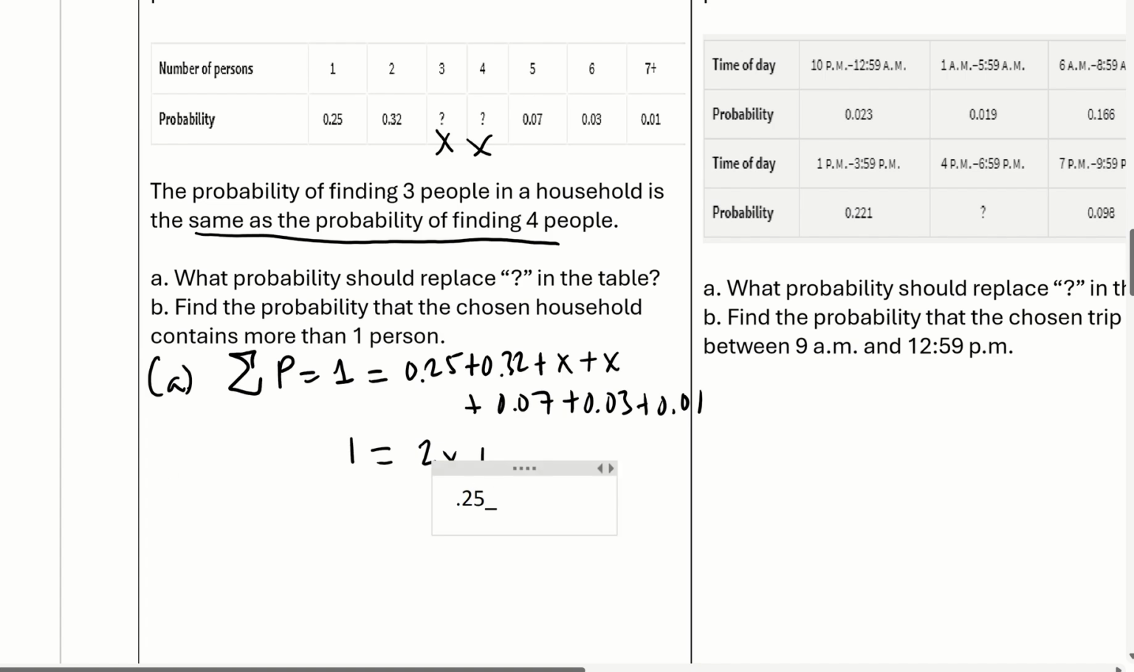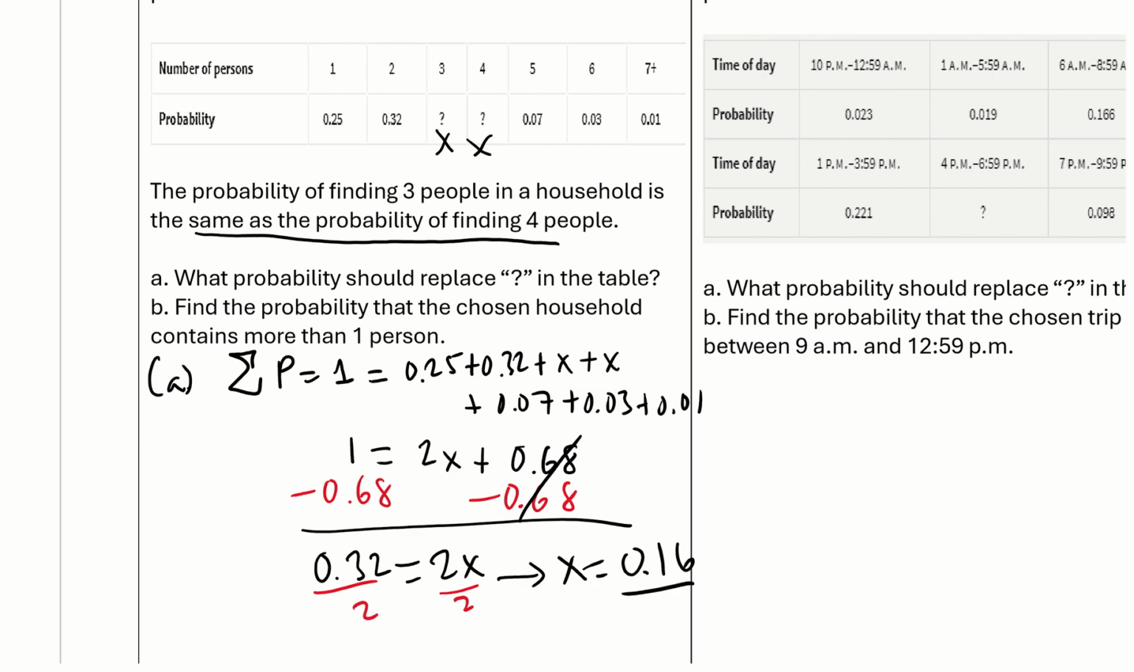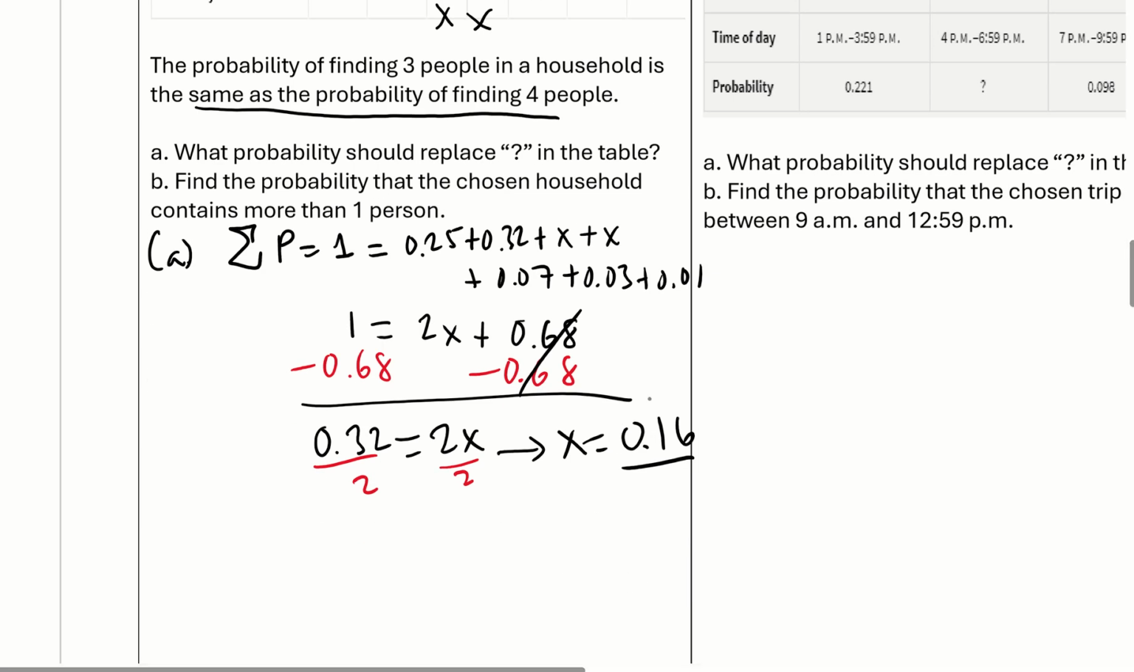So 0.25 plus 0.32 plus 0.07 plus 0.03 plus 0.01. So we get 0.68. All right, we subtract 0.68 from both sides. So we get 2x is equal to 0.32, divided by 2 on both sides. So you get x is equal to 0.16. Okay, so that's part A.